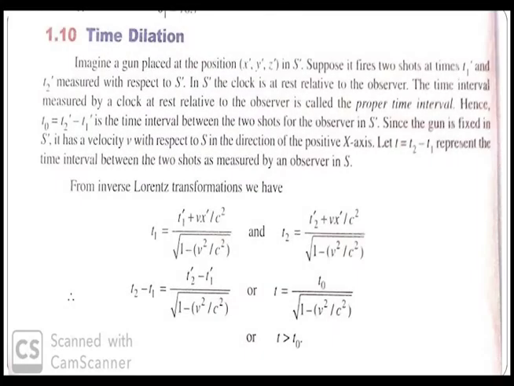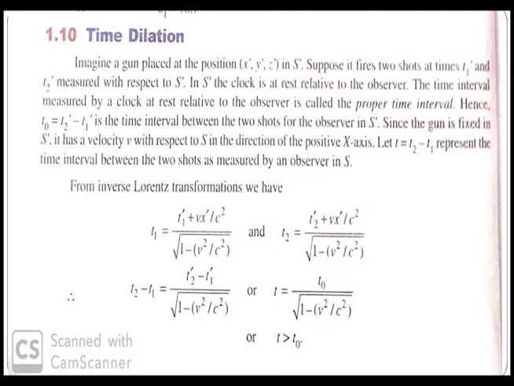So hello everybody. In the last class we have been discussing the special theory of relativity. We discussed the Lorentz transformation equations and length contraction, and length contraction is an application of the Lorentz transformation equation.